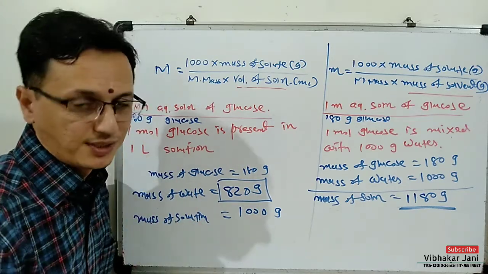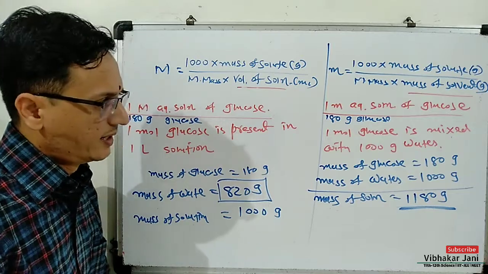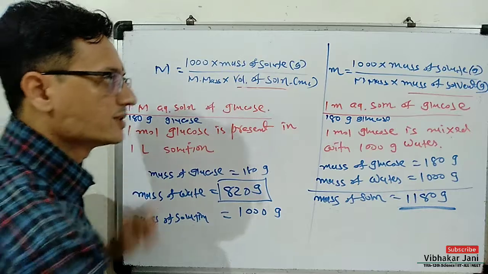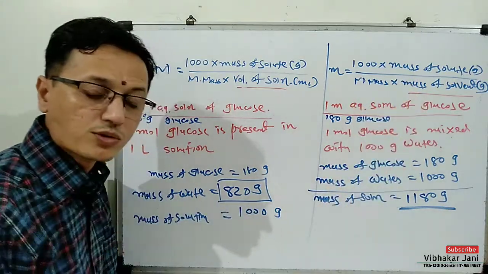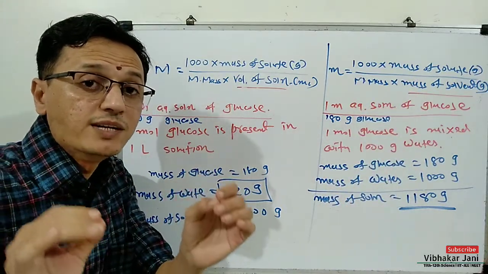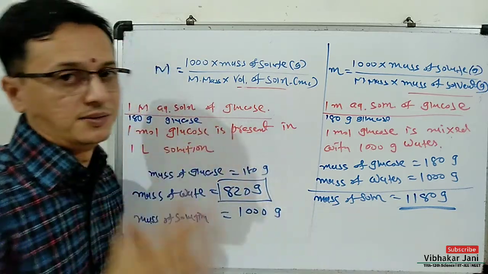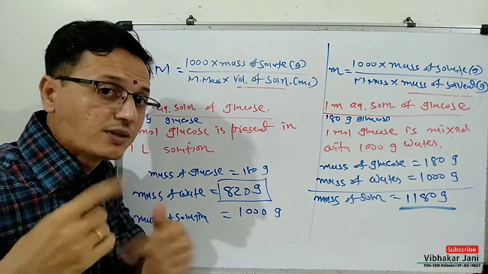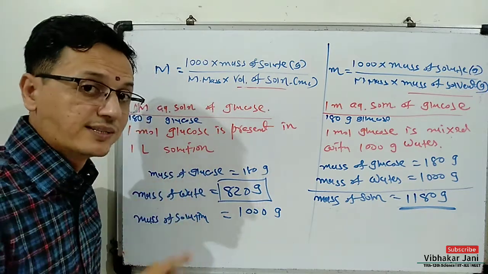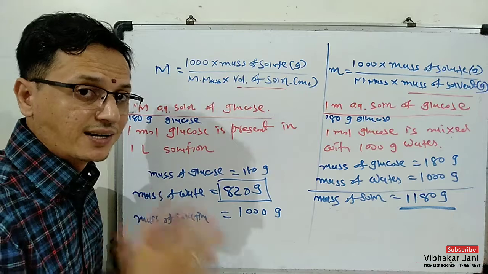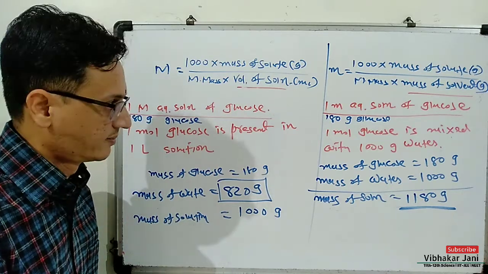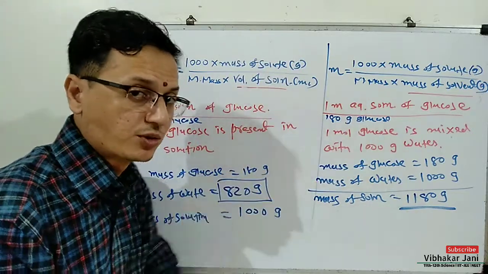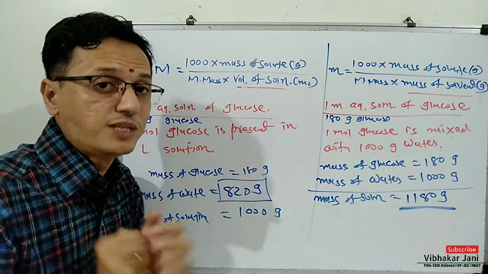Now the second question, the most important question. If you have both these solutions, 1 molar aqueous solution of glucose and 1 molal aqueous solution of glucose, which solution will be sweeter than the other? Now you have to answer it. Pause the video, think about the answer, and then afterwards we will discuss what the correct answer is. Okay. So as I told you, we have 1 molar aqueous solution and 1 molal aqueous solution of glucose. Which will be the sweeter?